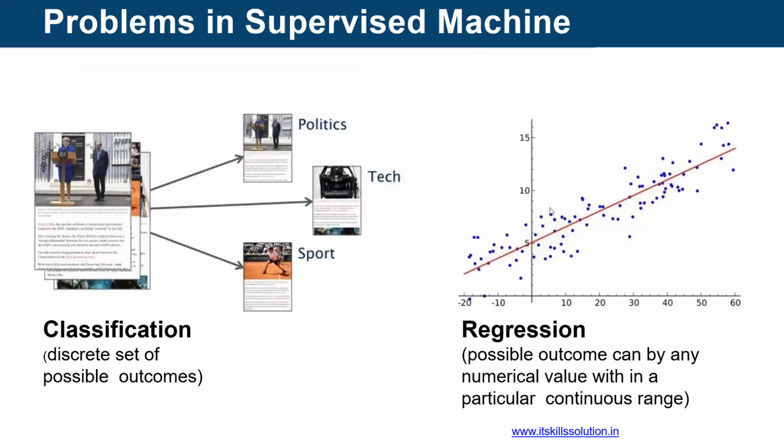So problems come under supervised, unsupervised, and recommendation systems. In supervised learning, there are basically two kinds of problems, or you can say two kinds of tasks.